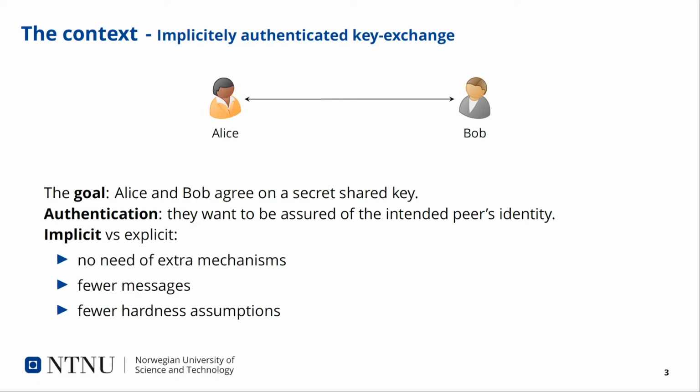Authentication can be achieved either implicitly, when it comes for free by the design of the protocol itself, or explicitly, through the use of extra mechanisms such as key encapsulation, message authentication, or signatures. But the use of extra mechanisms typically results in a larger number of exchanged messages, more computations, and the introduction of further hardness assumptions. And for this reason, we decide not to go for explicit authentication and to stick with the implicit authentication.